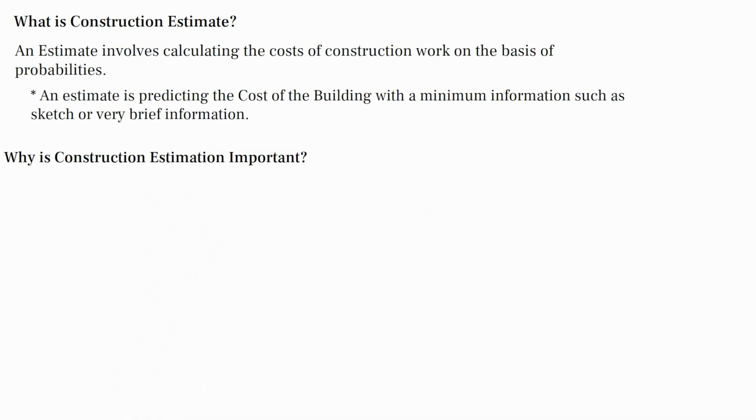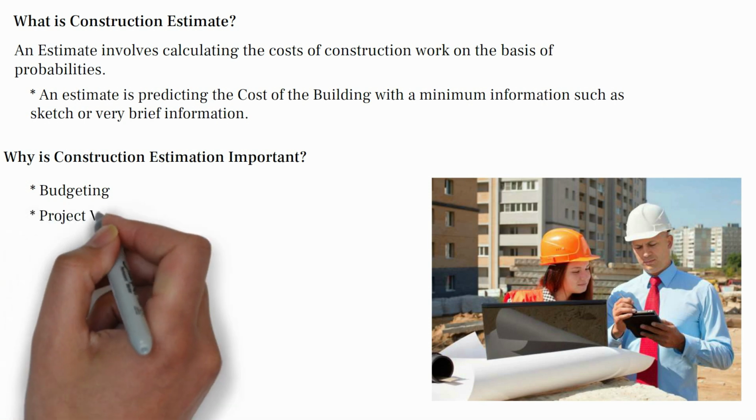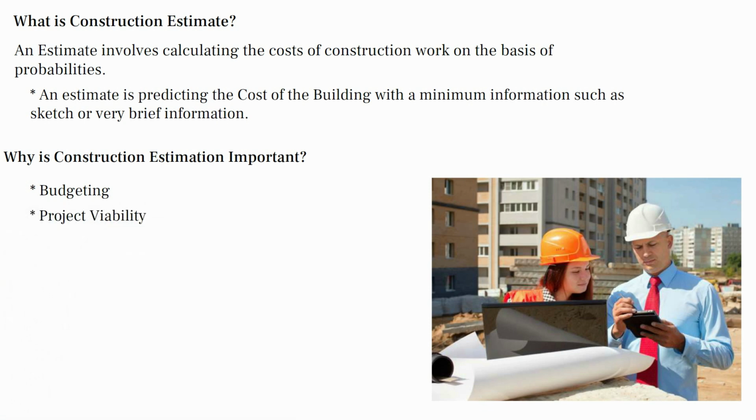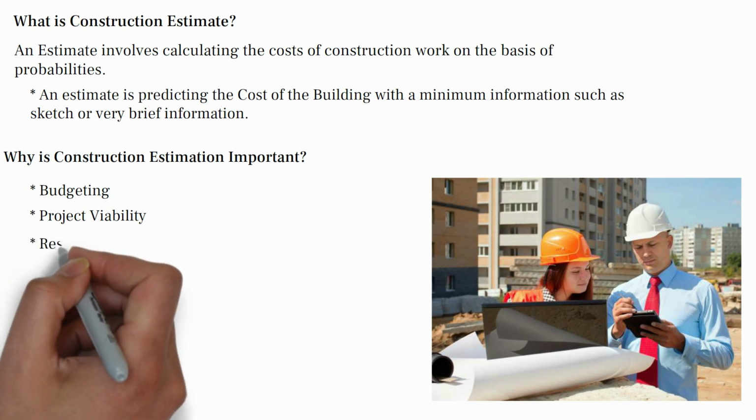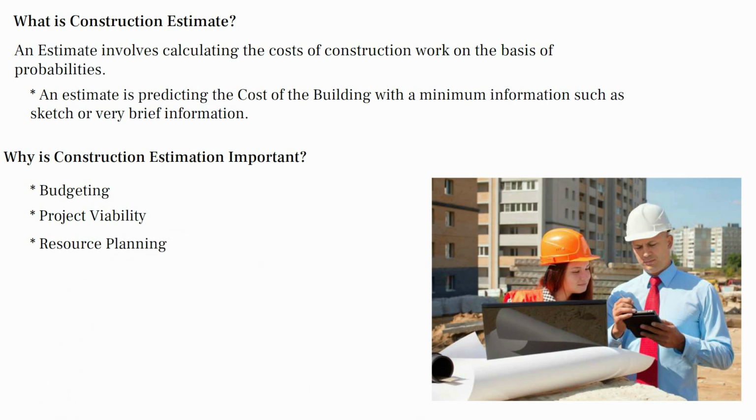1. Budgeting. Accurate estimation helps in setting a realistic budget for the entire project. It ensures that you have a clear idea of the financial resources needed and prevents unexpected cost overruns. 2. Project viability. It allows you to assess the feasibility of a project before starting construction. It helps in determining if the project aligns with the client's budget and expectations.